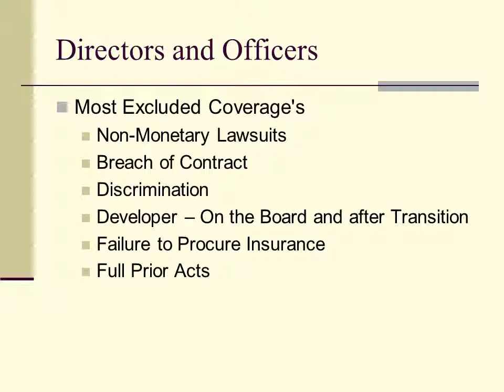Failure to procure insurance. Well, that is when the board does not maintain or obtain the correct insurance. That is when you need an insured to value report on property. If you have a condominium that is insured for $10 million and it should be insured for $12 million, that is failure to procure insurance. There's a major problem and boards can be sued for that. Also, are full prior acts covered? Are previous board's decisions covered on the directors and officers?